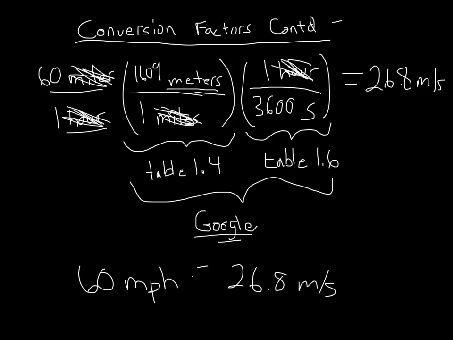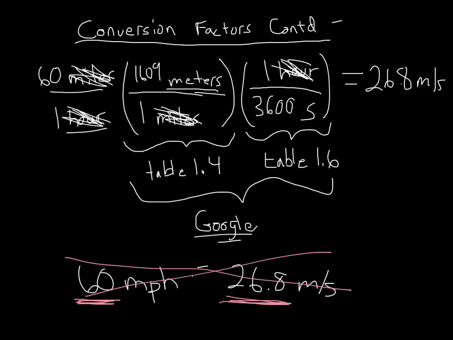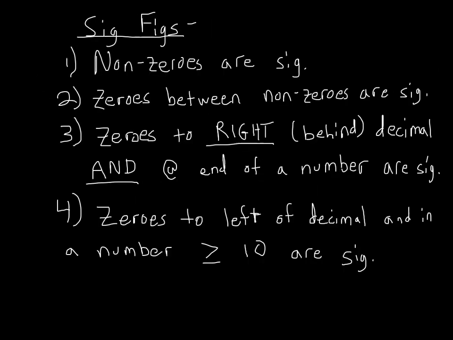And if you turn this in on an exam, you get a big fat X. That is completely wrong because of something called sig figs. We need to compare the number of significant figures we have in each of these numbers. Now I've boiled it down really to 4 rules of sig figs. The 4 rules are as follows.